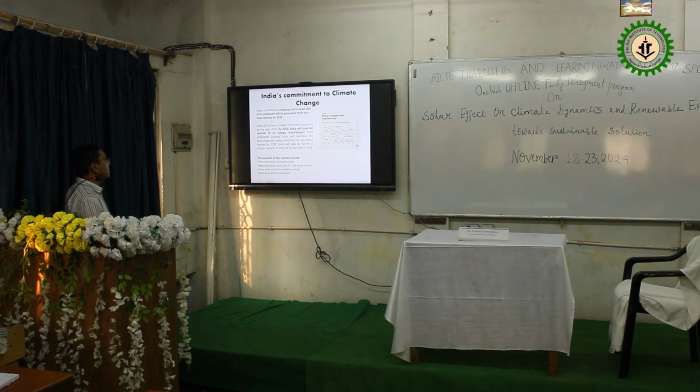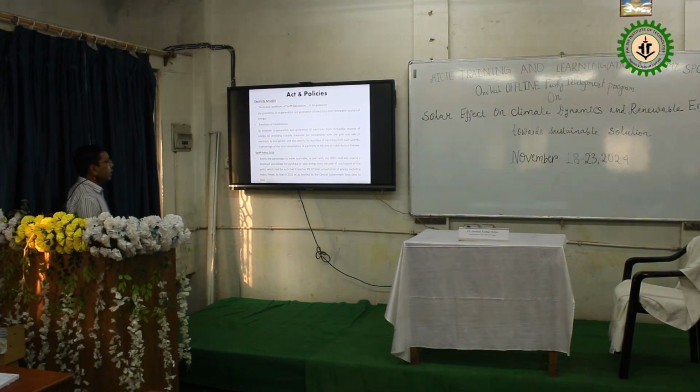And carbon emissions reduction of one billion tons, that is by 2030. Non-fossil fuel energy capacity will be placed by the end of 2030, basically 500 gigawatt. And the benefit we will talk about: carbon emissions will be reduced as renewable energies increase, the electricity cost of the government will be reduced, and electricity for households will be provided at a cheaper cost. Now, the acts and policies related to solar and its development.